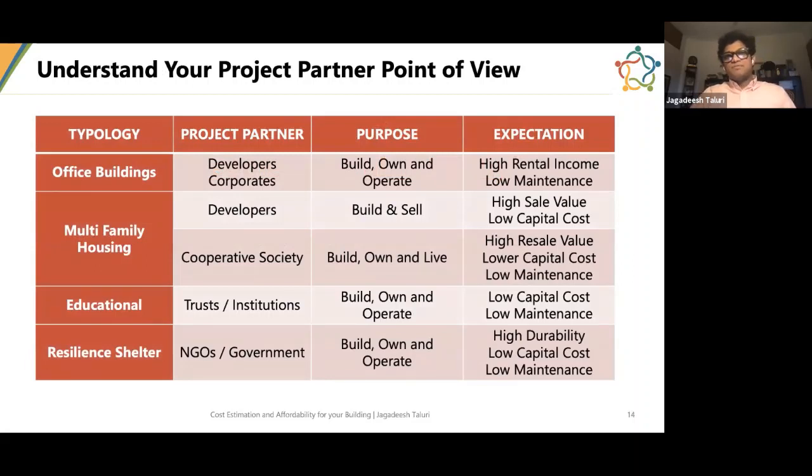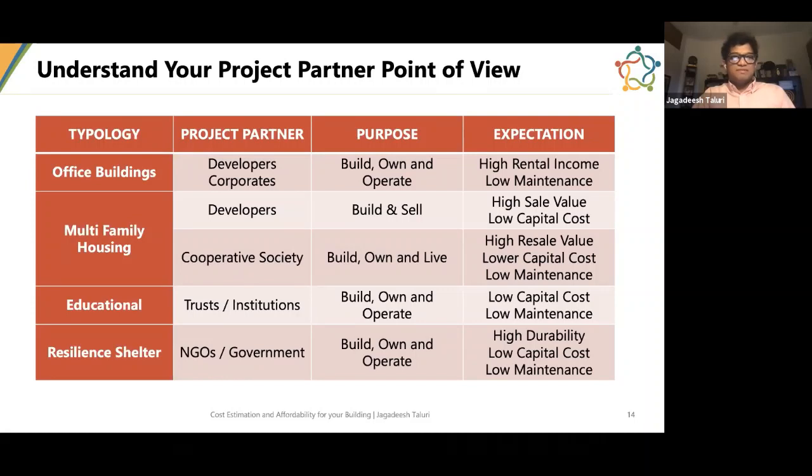So now coming to what kind of project partners you have based on the building typologies you have, whether you are doing office building, multifamily housing, educational, or a resilient shelter. Whichever is your project partner, they are going to build and they want to have a low capex to begin with. Their outcome may be same.